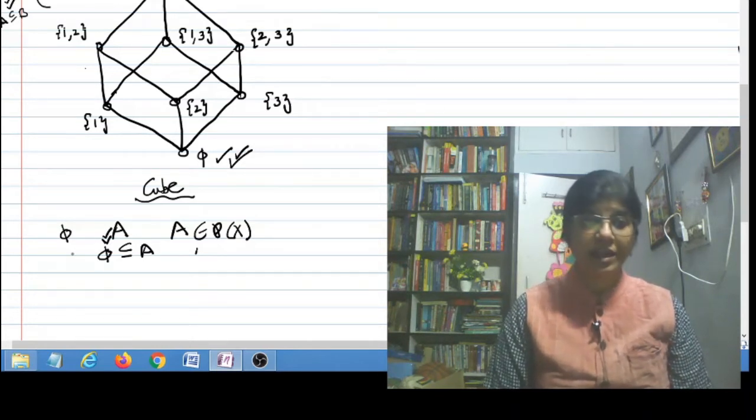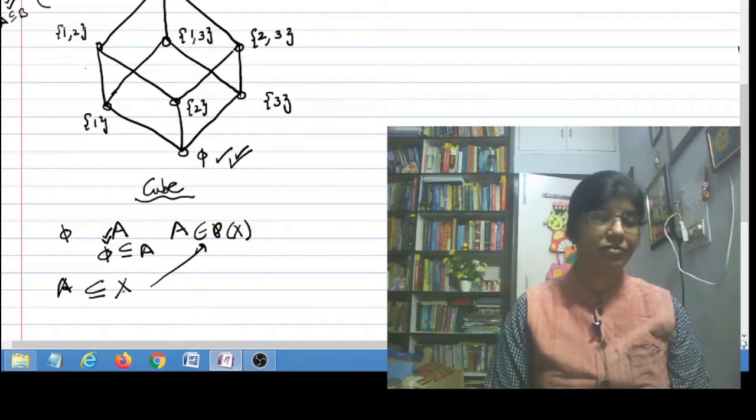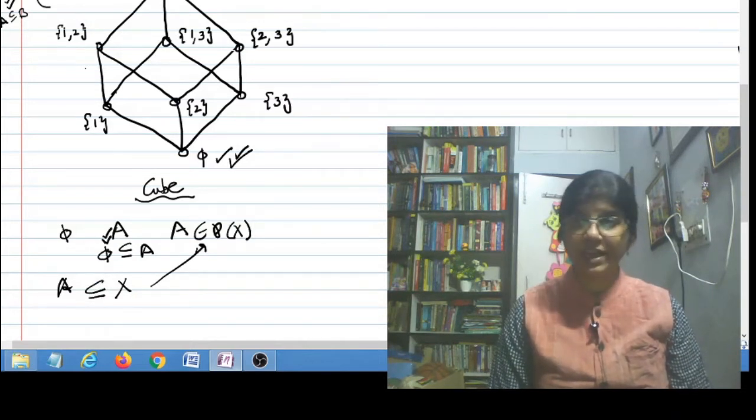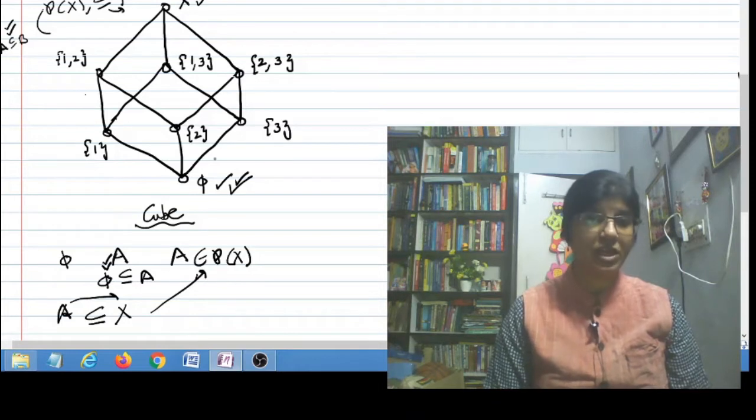And again, if you consider X and take A to be any subset of X, which means A belongs to the power set of X, then we know that A is contained in X for all A belonging to the power set of X, and because every A is related to X, this means that X is at the top. It is the topmost element. So phi is at the bottom, X is at the top.